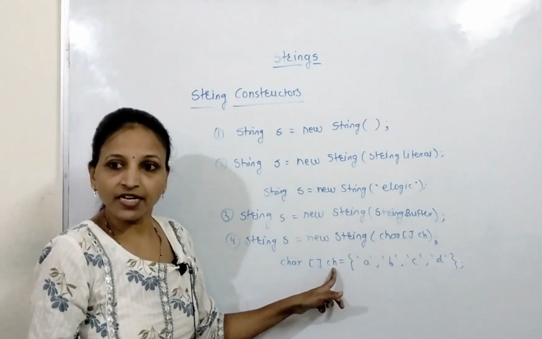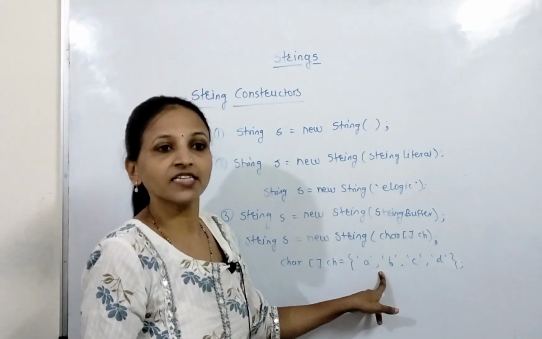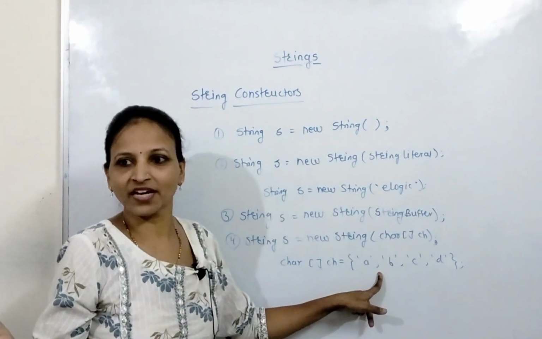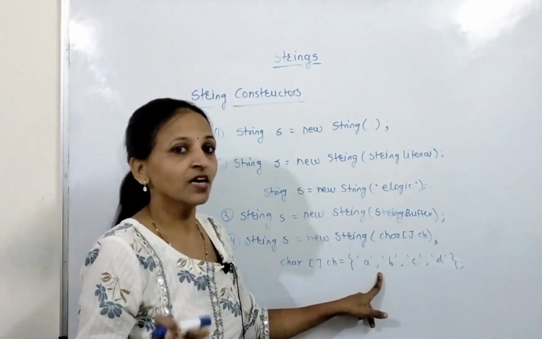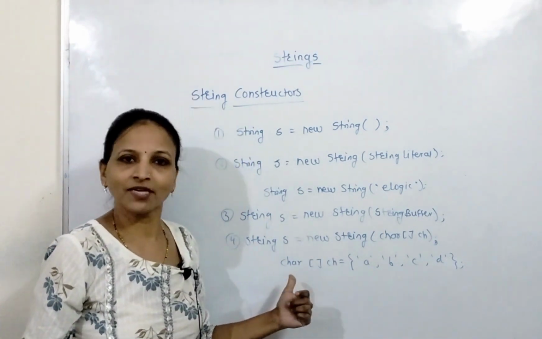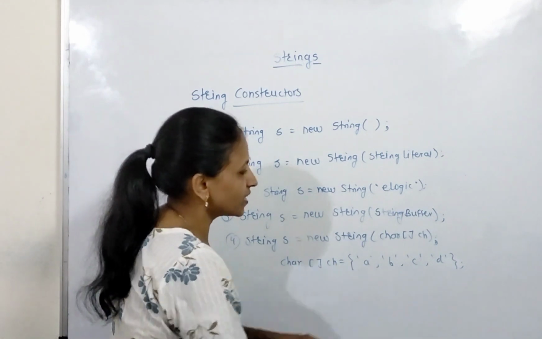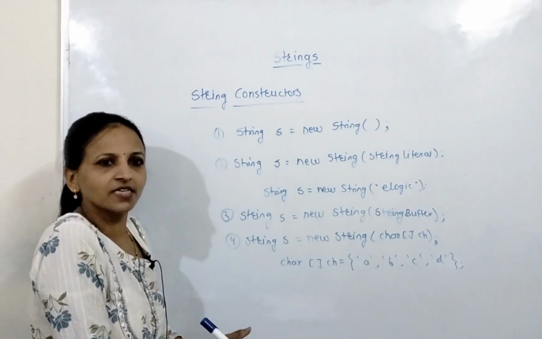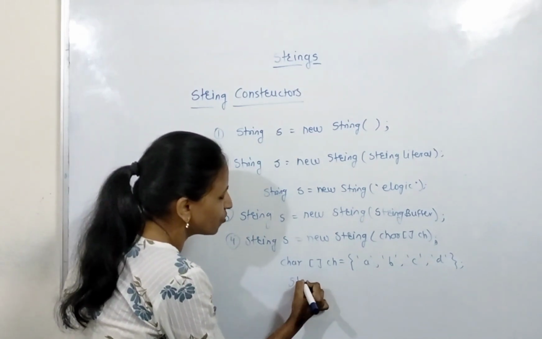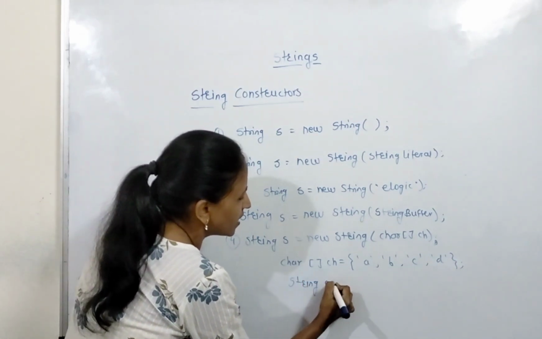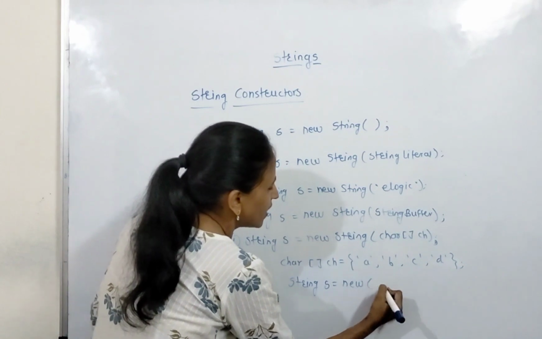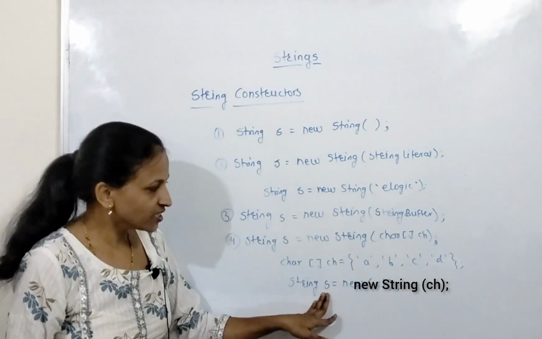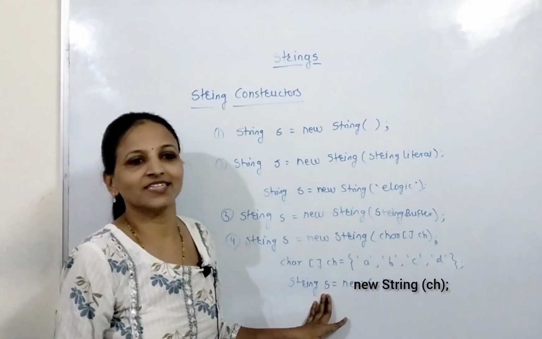Whenever we are creating any character array and initializing it at the time of creation, there is no need to use new char and then the square brackets and size. Nothing is required if we are initializing at the time of declaration. Now this character array has these 4 characters that we can pass to create a string. The simple way is to write like this: String s equal to new, and here we will pass that ch. Then this s will hold the string abcd.